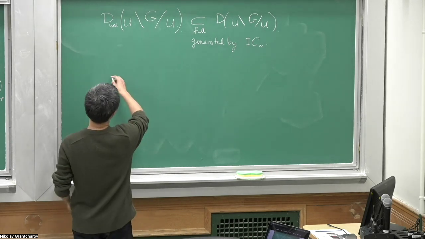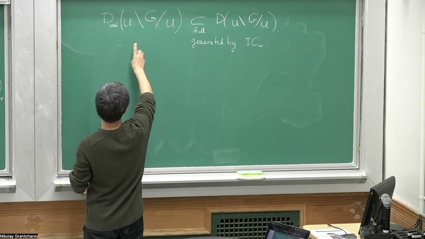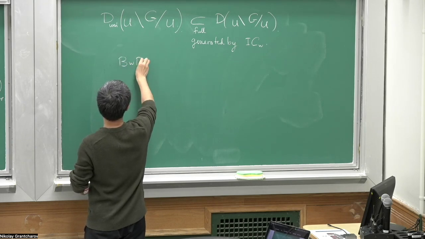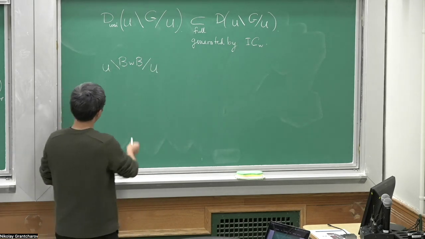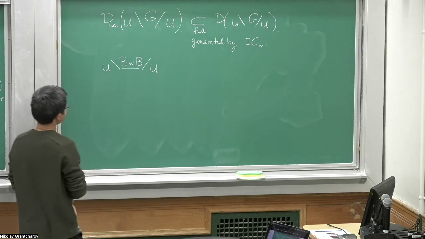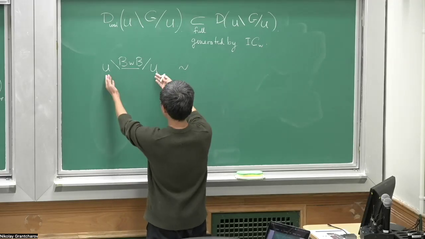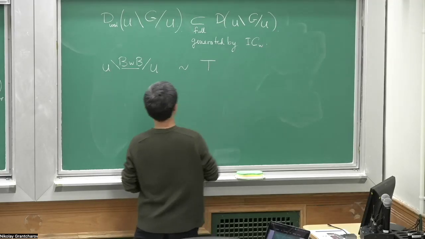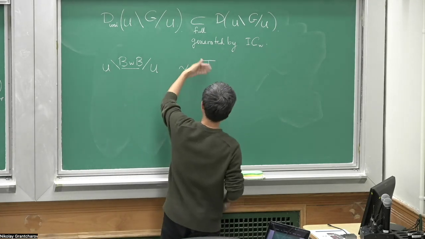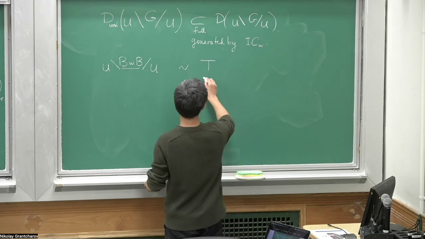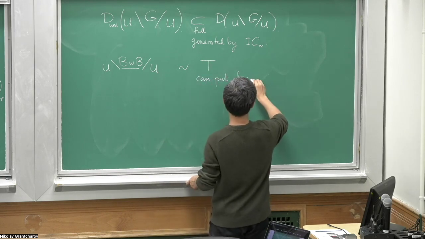So for example, on a single double coset, if I take BwB mod U, this has a topological space whose homotopy type is the torus. And modding out by U on both sides doesn't change topology. So this is the homotopy type still. And on this torus, I can put various local systems as long as it has unipotent monodromy.